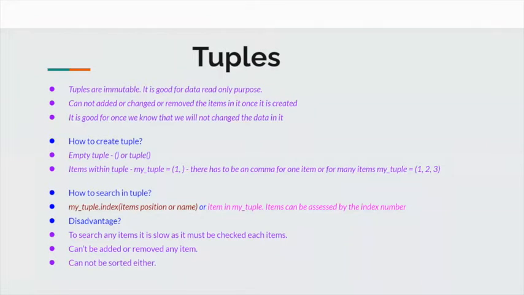In the last video we talked about lists, and so far we covered quite a lot of stuff about lists. Now in this video we'll do tuples, another data structure. So tuples are immutable. What does it mean? Once you create it, you cannot change it.